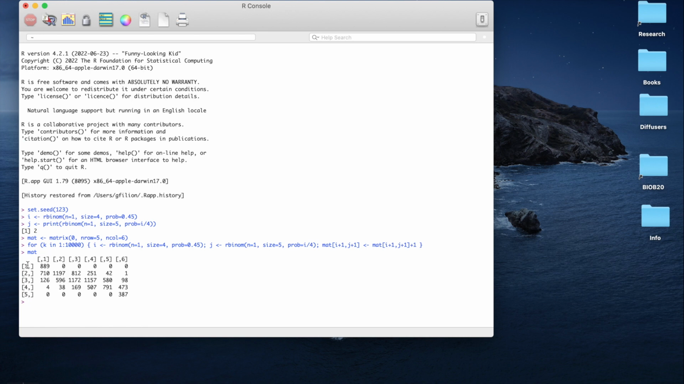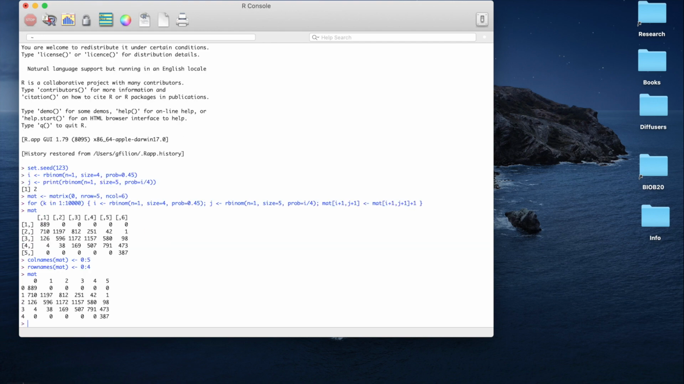If we look at the values of the matrix, we see that it has been updated, but the columns and the rows are a little confusing, so I'm going to fix that so that it's easier to analyze. I say that colnames of mat has to be the numbers between 0 and 5, and rownames of mat has to be the numbers from 0 to 4.